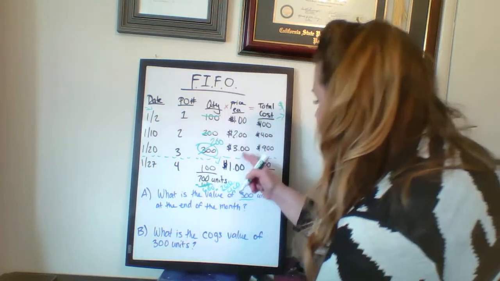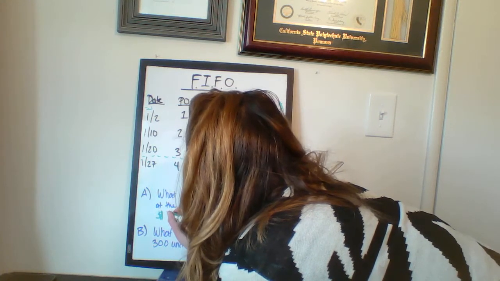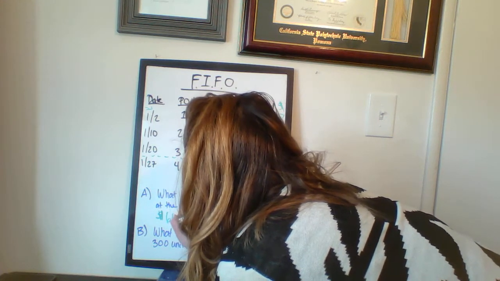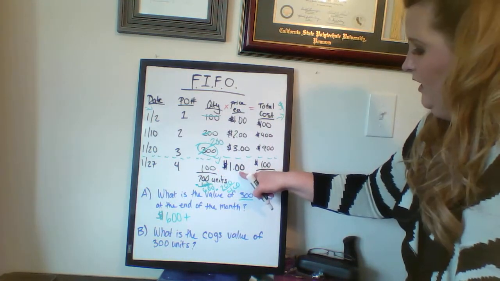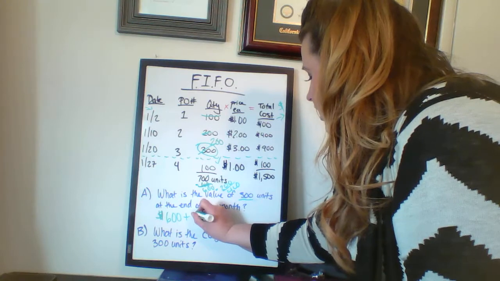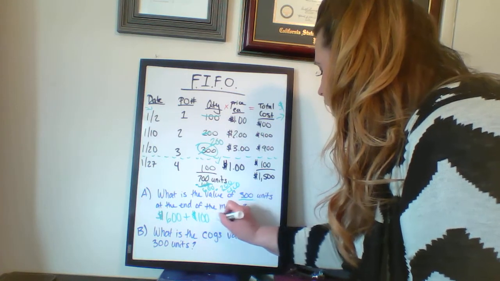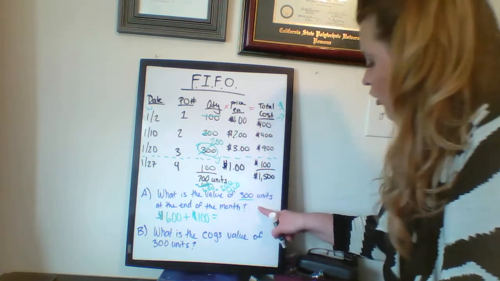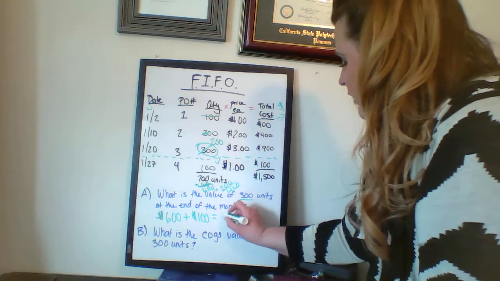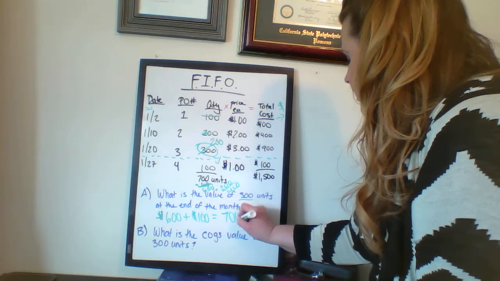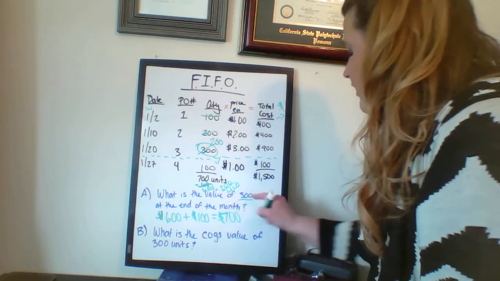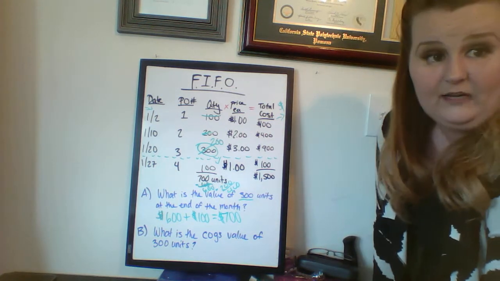So 200 units times $3 is how much money? PO3 is now giving us $600, plus 100 units at $1 gives us $100 of PO4. So our total amount of units for the end of the month is going to be $700 for 300 units of this item. That is how you solve for FIFO.